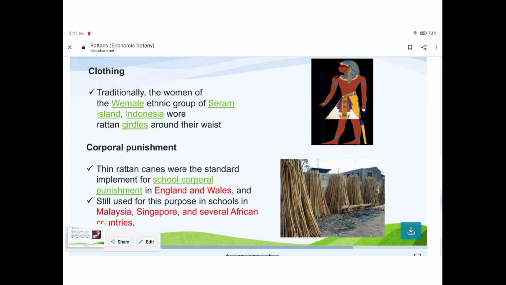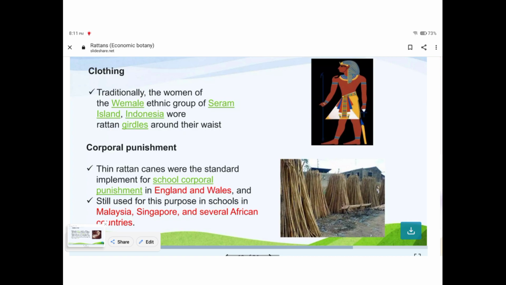Corporal punishment, where what happened? The thin rattan canes, which we are calling canes, are the stems of rattan. They were the standard implement for school corporal punishment, whenever the children or students had done something wrong and the school had to punish them.